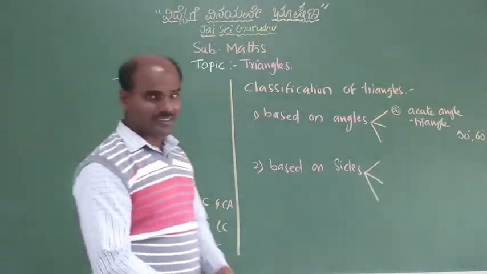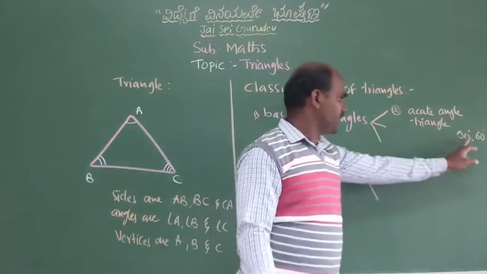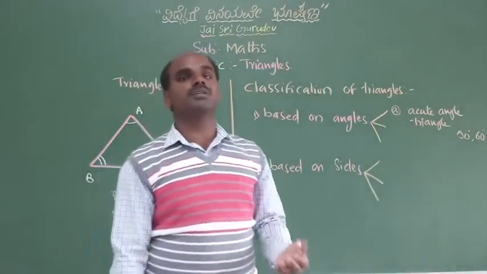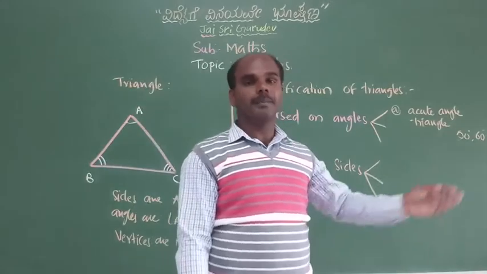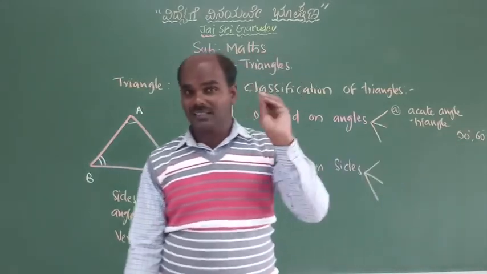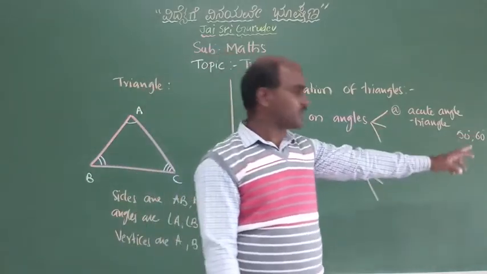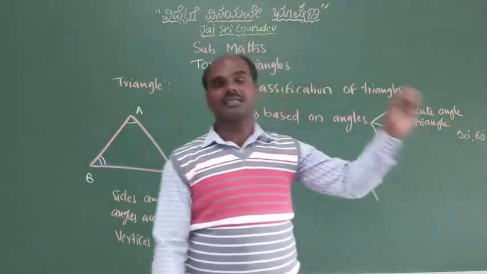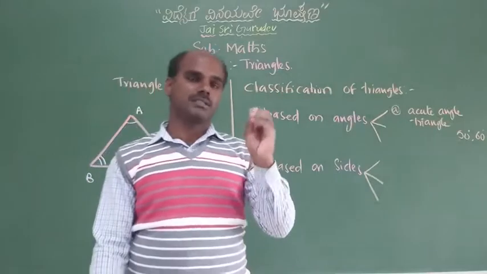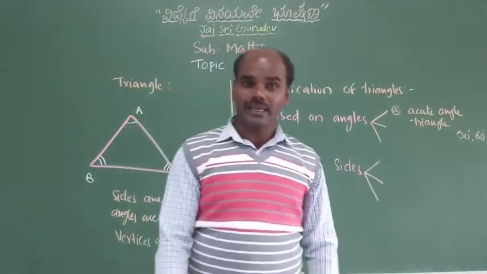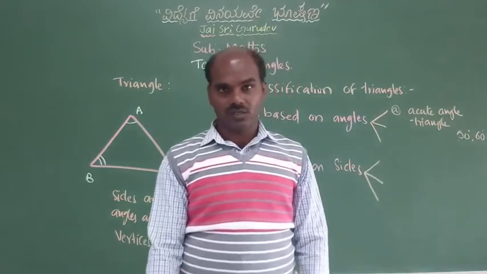Once you add these three angles, 50 plus 60 becomes 110, and 110 plus 70 becomes 180. Yes or no, children? The sum of the three angles must be 180 degrees, no children. So such a triangle, having such angles, can be called an acute angle triangle. Yes or no, children?